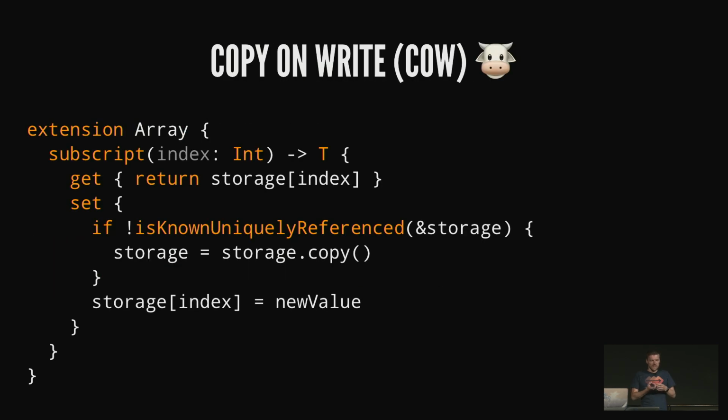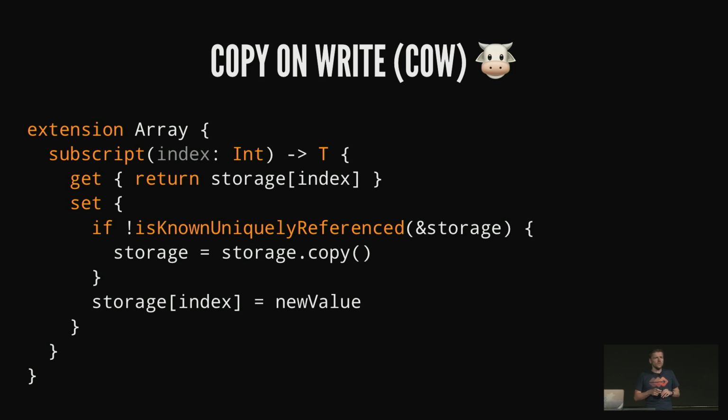Well, the answer is that it uses a paradigm called copy on write, or COW for short. Copy on write is a mechanism that Swift uses to basically allow classes to behave like value types, where when they're copied, changing one of them doesn't change all of the other ones. And the way this works is using a function called isKnownUniquelyReferenced.